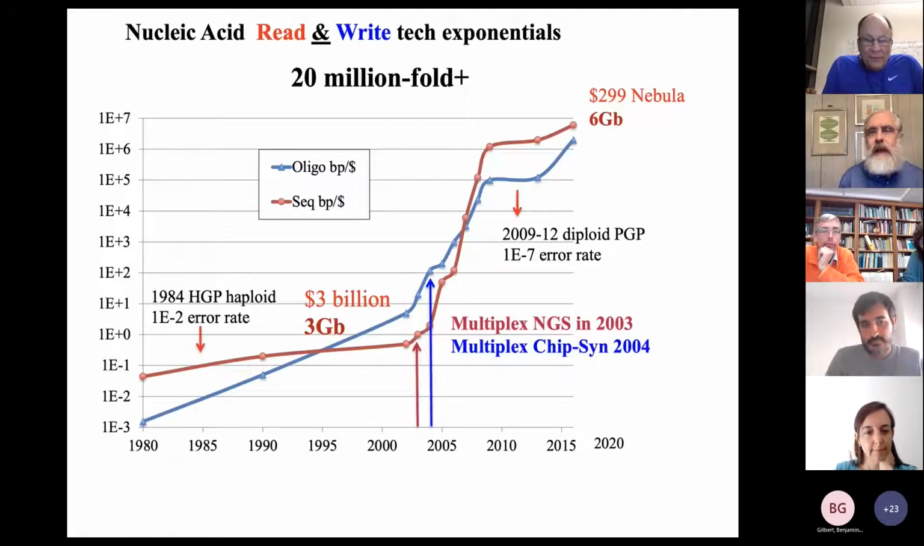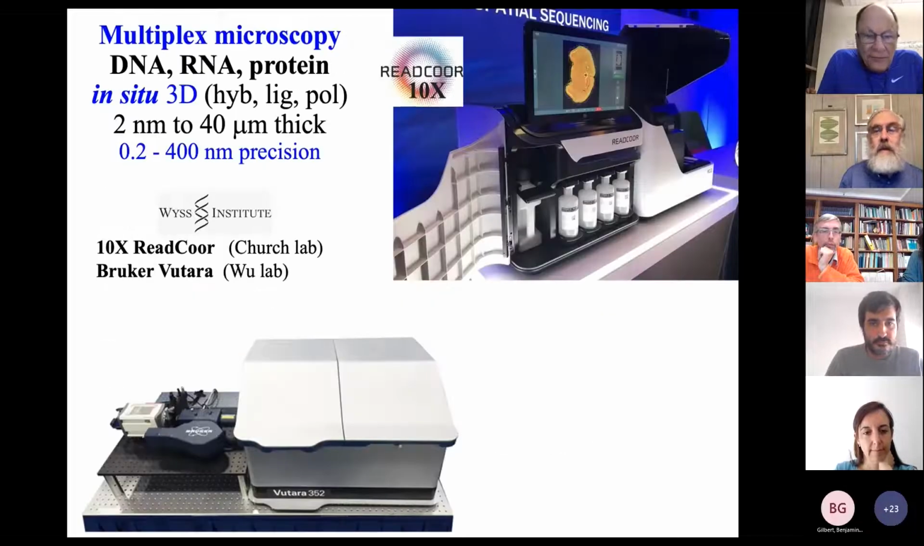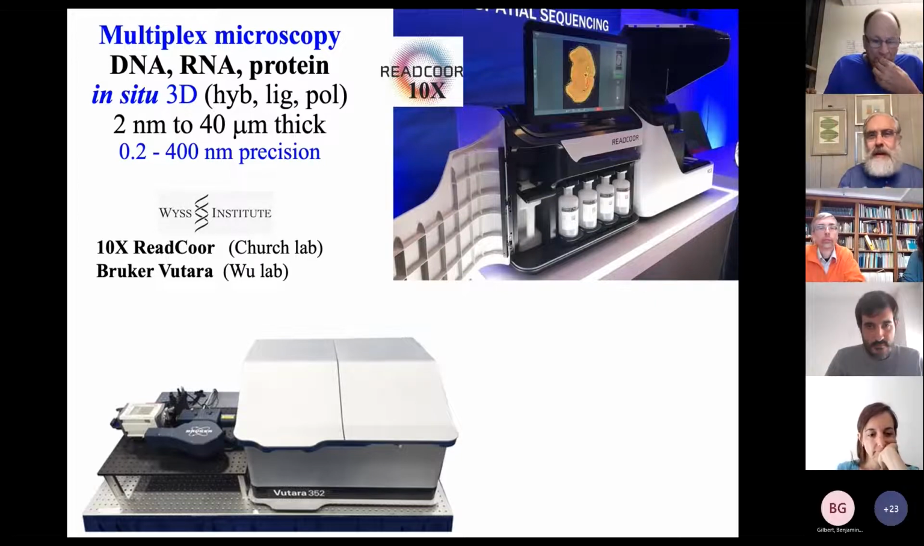But fast forward to today, things are exponential, both reading and writing, and from an imaging standpoint, almost anything that you can sequence, you're doing by fluorescent imaging, and we're just taking that to the next step where we can get as good as 0.2 nanometer precision. And I'll show you that in a moment.